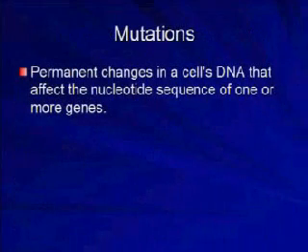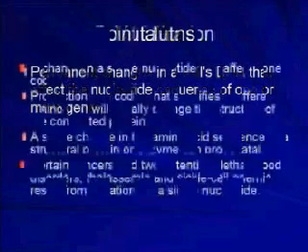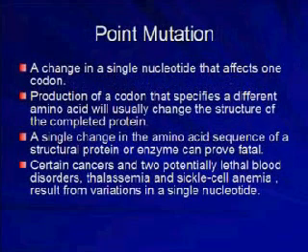Now, because the base pairing sequence is so important, if anything alters that sequence, it can certainly affect the cell's DNA. So this brings up the point of mutation. Permanent changes in a cell's DNA that affect the nucleotide sequence of one or more genes are referred to as a mutation. Point mutations are a change in a single nucleotide that affects one codon.